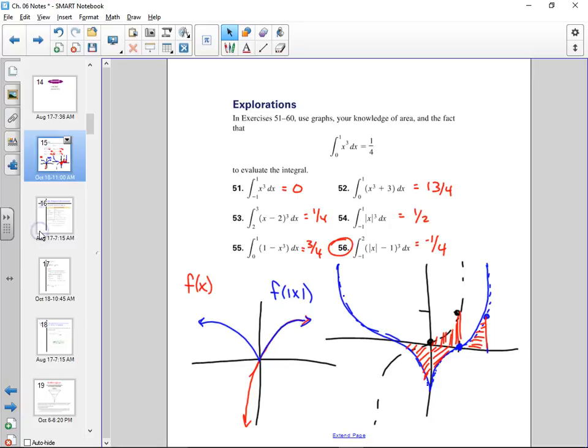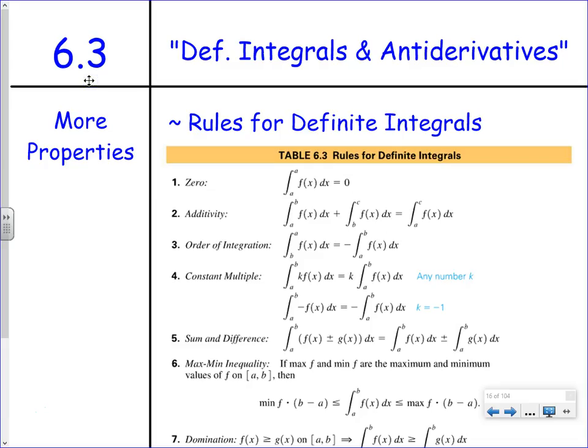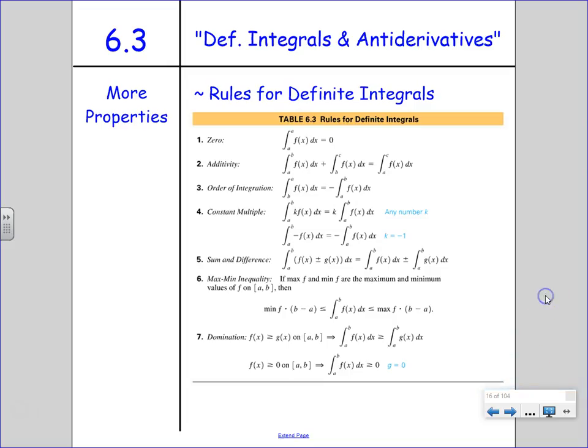Okay, here we go. 6-3. All those properties, you were like, wait a minute, have we talked about them yet? Now we are. Plus a couple extra. You gotta go fast.